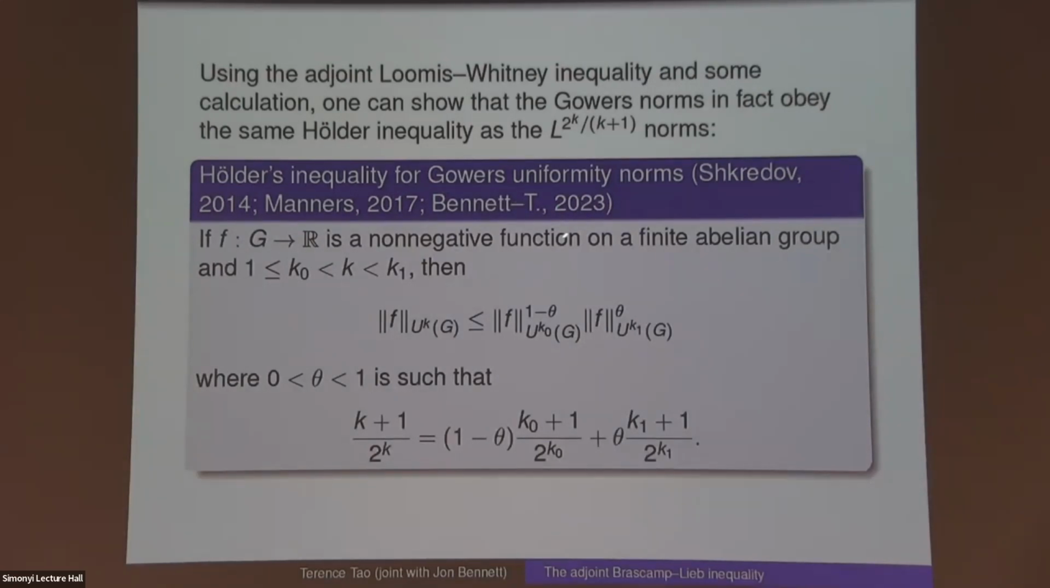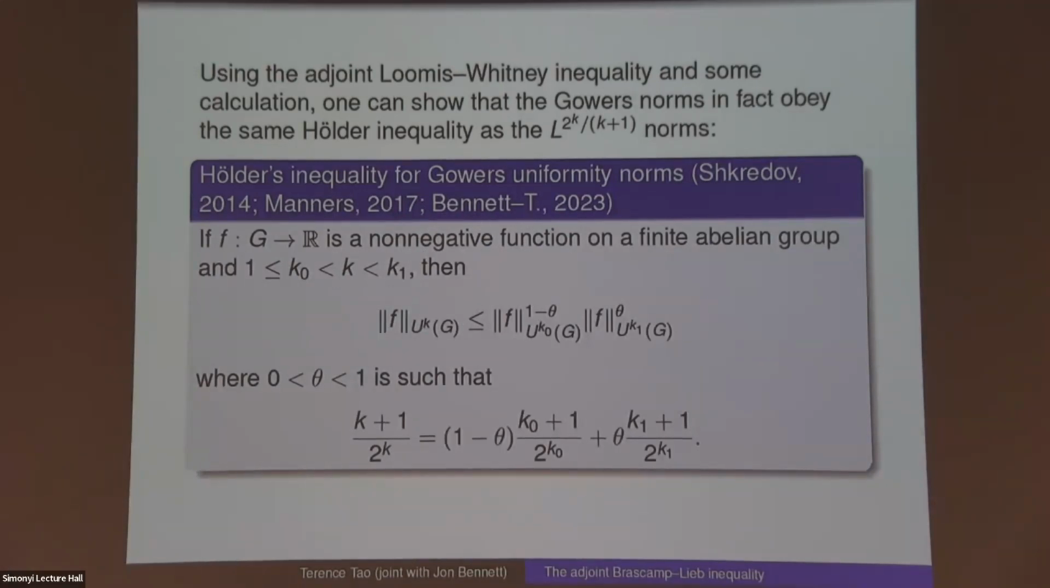But actually, it's a nice corollary of the adjoint Loomis-Whitney inequality that these Gowers norms, if you apply them to a non-negative function, again, so there's no cancellation. Which is a bit unfortunate, because half of the good applications of Gowers norms come from functions with cancellation, but without cancellation, it's still interesting.